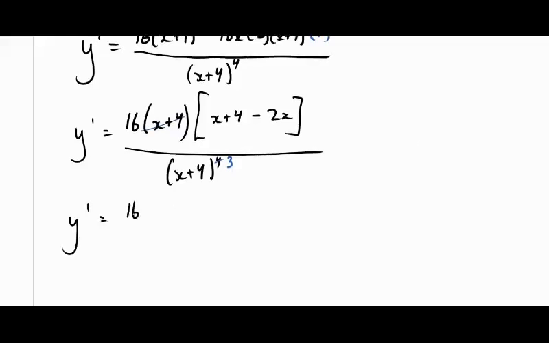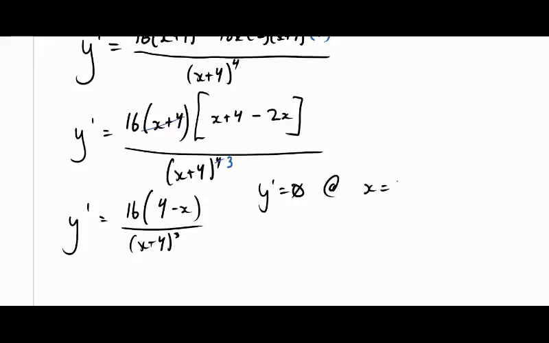So 16, I want to leave it factored. 4 minus x over x plus 4 all cubed. Where does the derivative equal 0? When x equals 4. That's when I plug 4 in here and I get 0 on top. So that's when the derivative is 0.